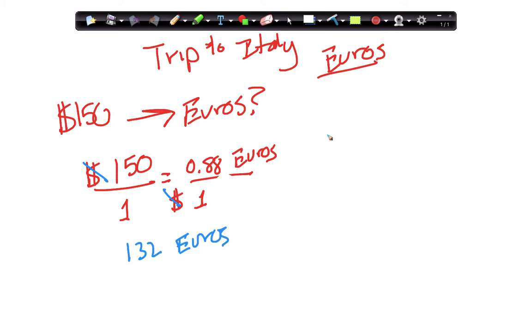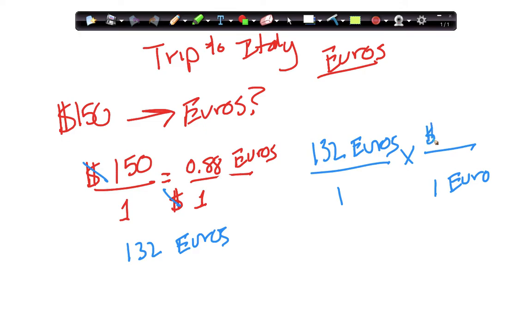Then we can go the other direction. We can say, well, if we have 132 euros and we want to change them back to dollars, we have to put it over 1 times, and we want 1 euro on the bottom. Turns out to be $1.13. So euros cancel with euros, 132 times 1.13 equals, interestingly, 153 dollars and 15 cents.